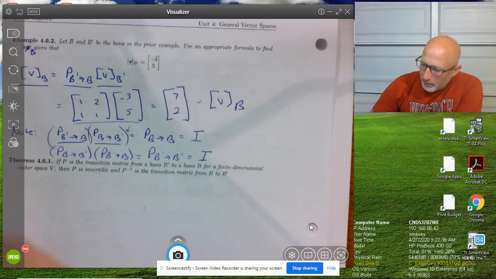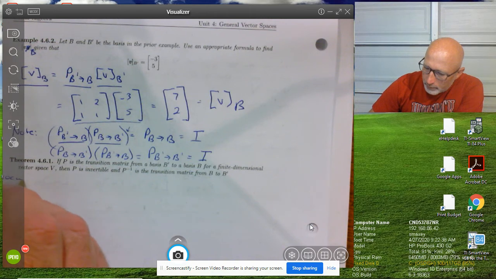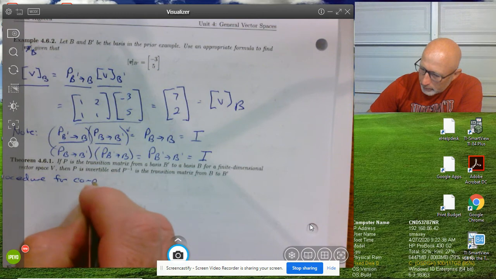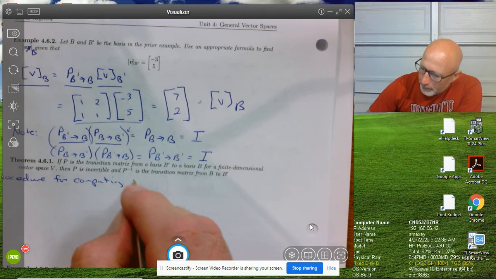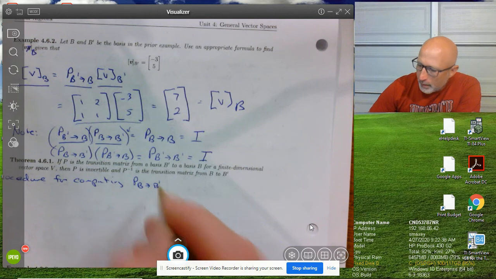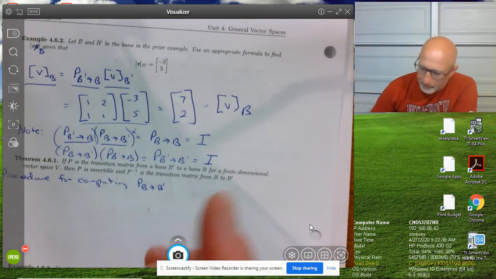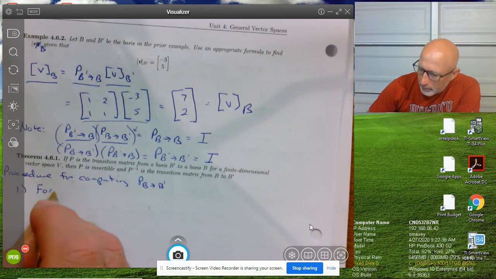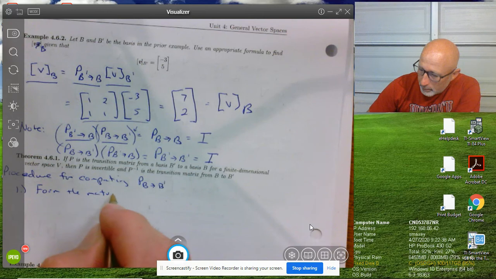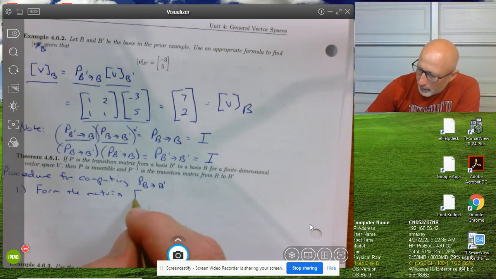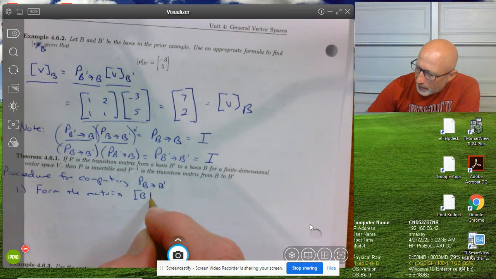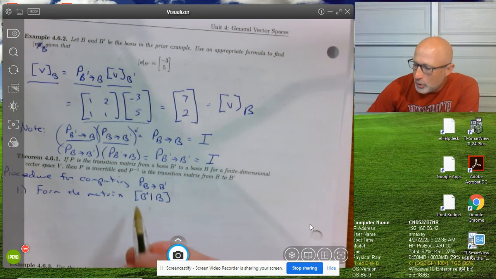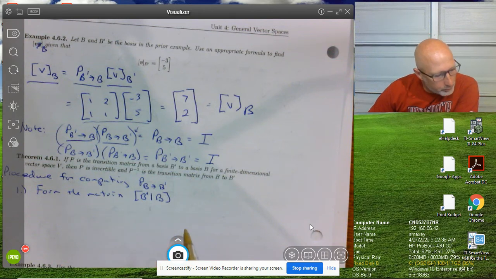Okay, so this is going to be a procedure for computing P, which maps B onto B prime. So I start with B and I go to B prime. So step 1, we're going to form the matrix, which is given as B prime augmented with B. You notice we're taking whatever is going to be the new basis and augmenting it with the old basis.